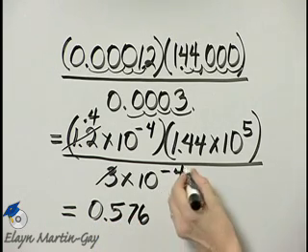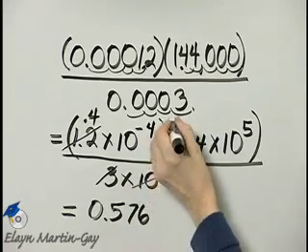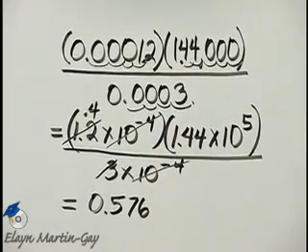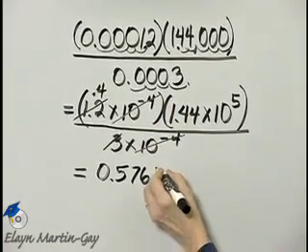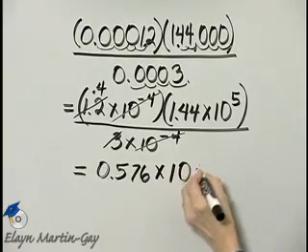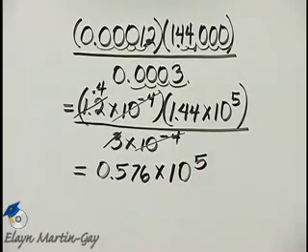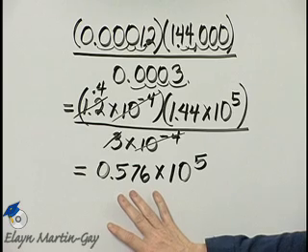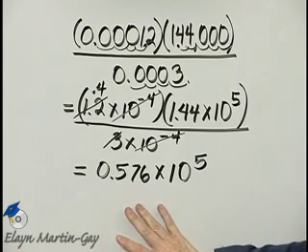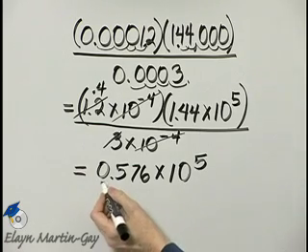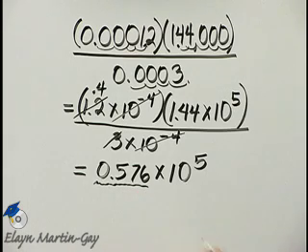Now, let's worry about our powers of 10. It just so happens that these two powers of 10 divide out, so I have times 10 to the 5th. Now, the only problem with writing my answer like this is that I want my answer in scientific notation. And remember, for scientific notation, this needs to be a number between 1 and 10.